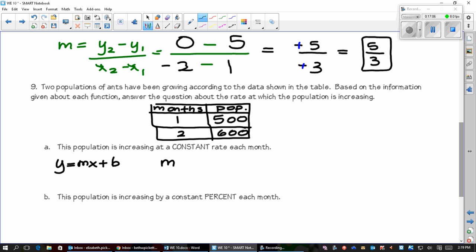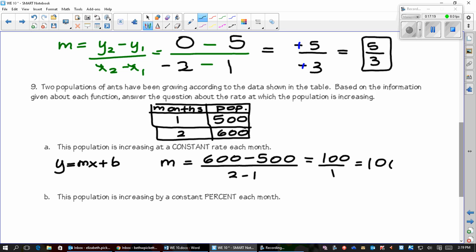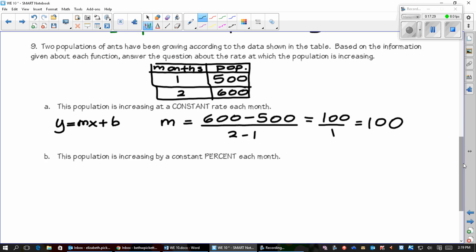Well, again, just like the one prior to this, 600 minus 500 over 2 minus 1. So that's 100 over 1. So the ants are growing 100 ants per month. And that kind of makes sense. From 500 to 600, you grew 100 ants in 1 month. Now, part B is different.